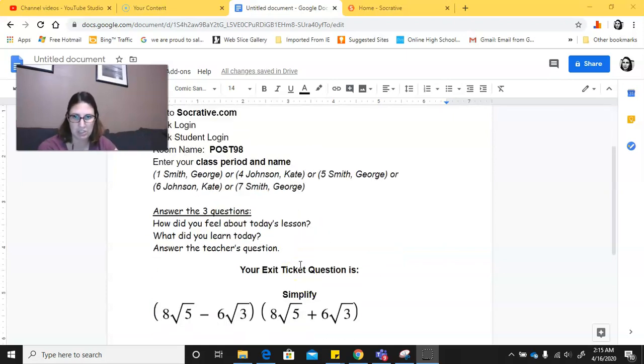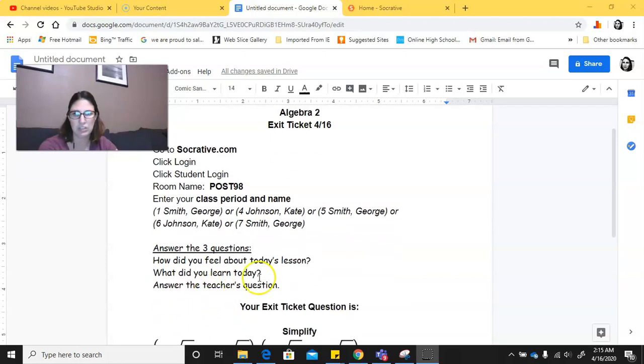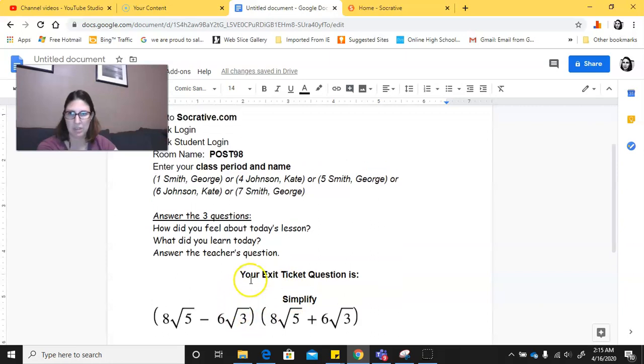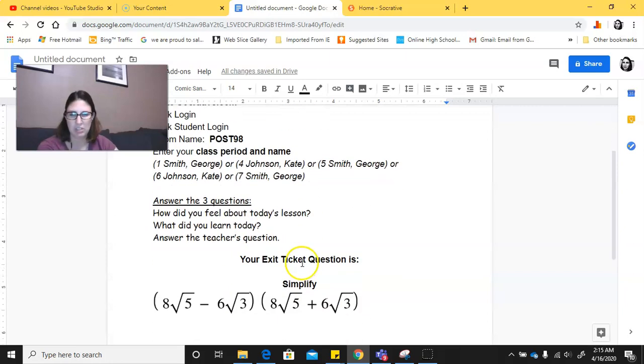You're going to get 3 questions. The first question is going to say, how do you feel about today's lesson? The second question is going to say, what did you learn today? And the third question is going to ask you to answer my question. And my exit ticket is right here. All right, so I'm going to go ahead and give it to you now. This is your exit ticket, and I'm going to show you how to do it online. So your exit ticket question is to simplify. It's just what we just did today. 8 times the square root of 5 minus 6 times the square root of 3.